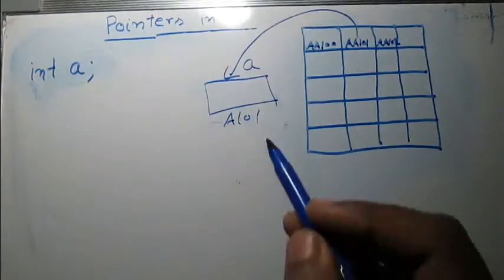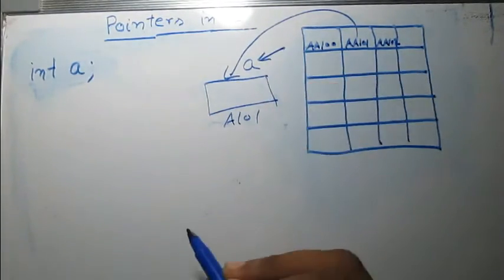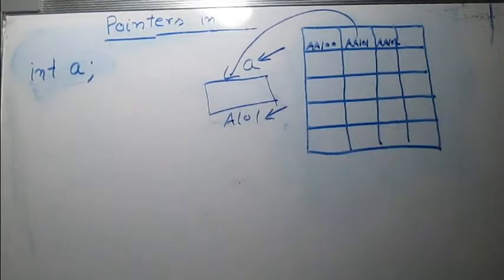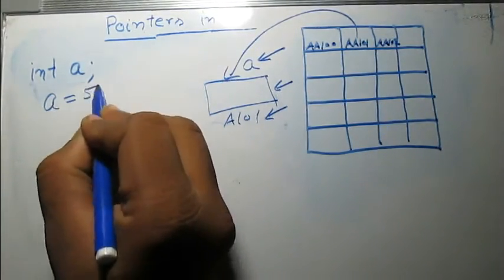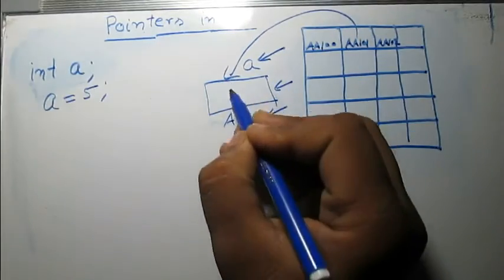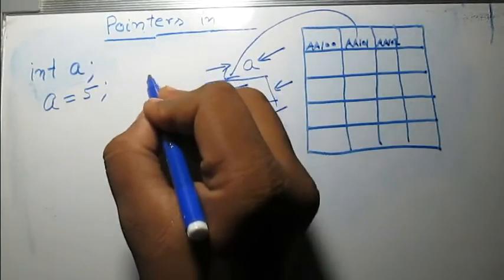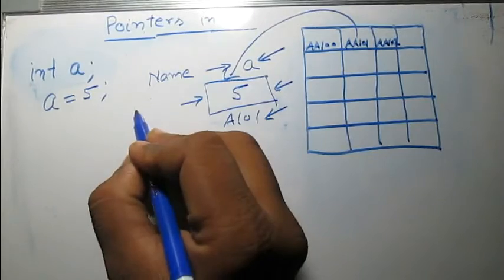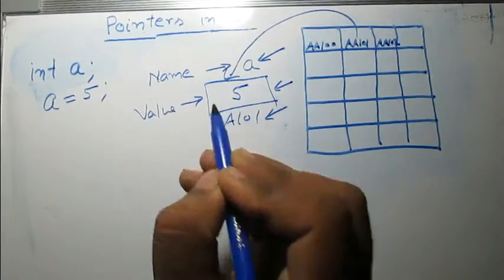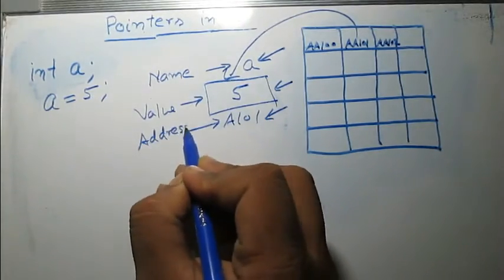So we can clearly see that there are three things which are associated to a. One, the name of the variable. Second, the address of the variable. Third, the content or value of the variable. For example, if you assign a value 5 to this variable, then 5 gets stored at this place. So first thing is the name of the variable. Second is the value or content of the variable. Third thing is the address of the variable.